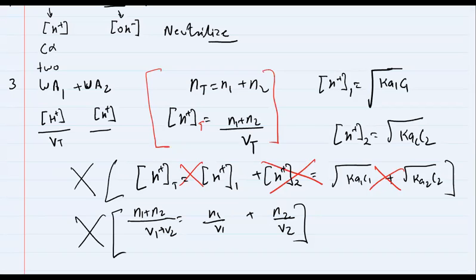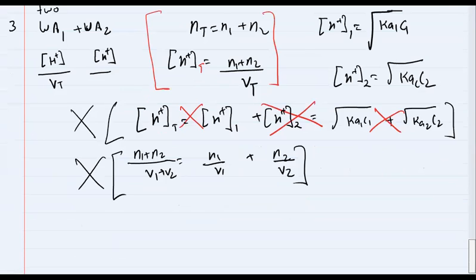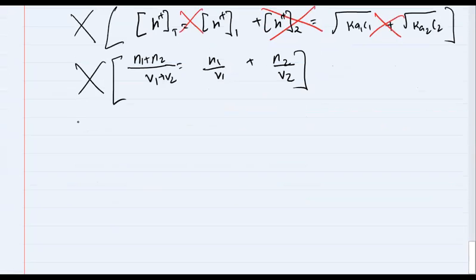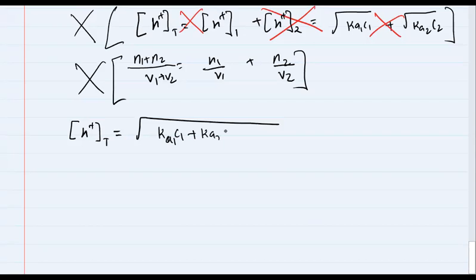Then what is the formula? I'll tell you the formula. Your job is to prove it, obviously by taking some approximations. Now, the actual formula of the total concentration of H plus is equal to the root of Ka1 C1 plus Ka2 C2, considering that the degree of dissociation of both the acids is very small, negligible. So this is your total concentration of H plus.